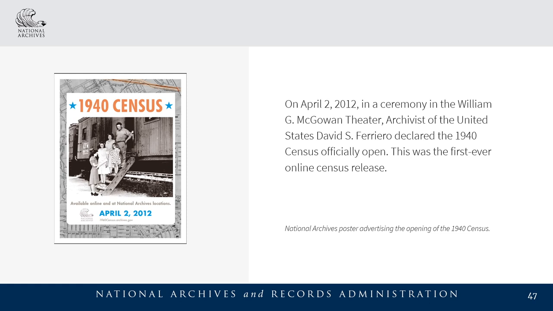On April 2nd of 2012, in a ceremony in the William G. McGowan Theater in Washington, D.C., Archivist of the United States David S. Ferriero declared the 1940 census officially open. This was the first ever online census release. The release comprised the digitized version of the entire census, including more than 3.8 million images of schedules, maps, and enumeration district descriptions, and it was completely free.